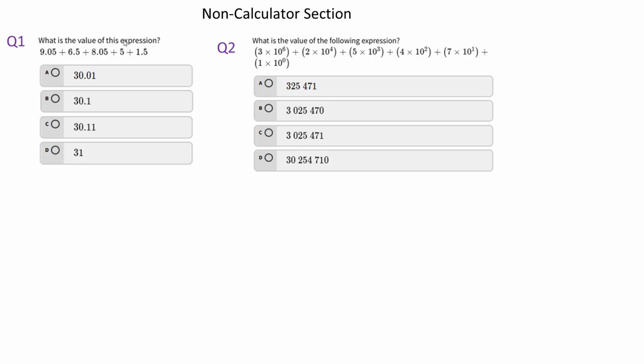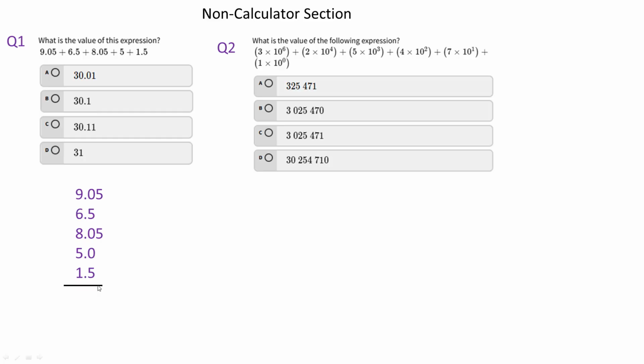So question number 1, what is the value of this expression? 9.05 plus 6.5 plus 8.05 plus 5 plus 1.5. What I'd suggest you do is write them down vertically. You line them up so that the decimals are lined up in vertical order, because you see this has 2 decimals, this only has 1, 2 decimals, 1, 1. And actually I wrote 5 as 5.0.